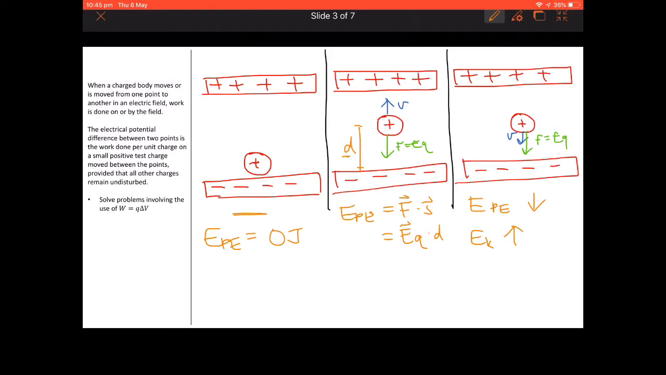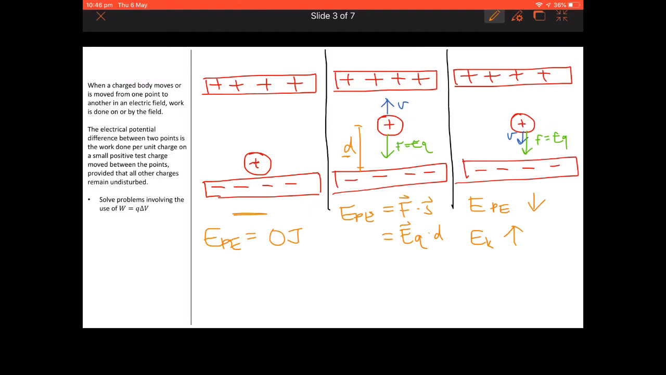And this is consistent with our law of conservation of energy. So energy is neither created nor destroyed, but it is transformed between different types of energy. So the potential energy or electrical potential energy is converted to kinetic energy as the charge moves back towards the oppositely charged plate where it wants to be.